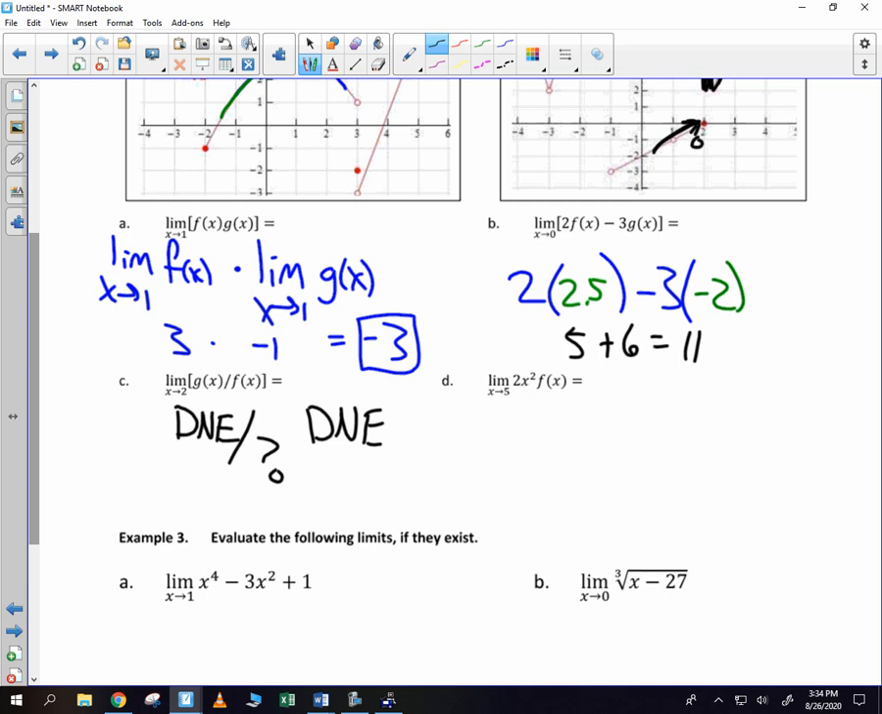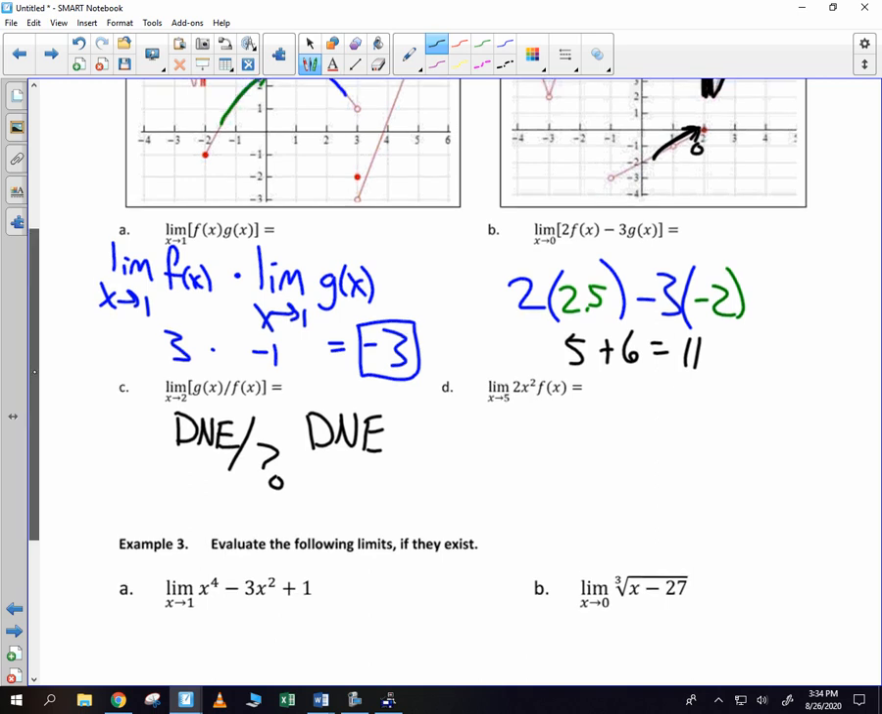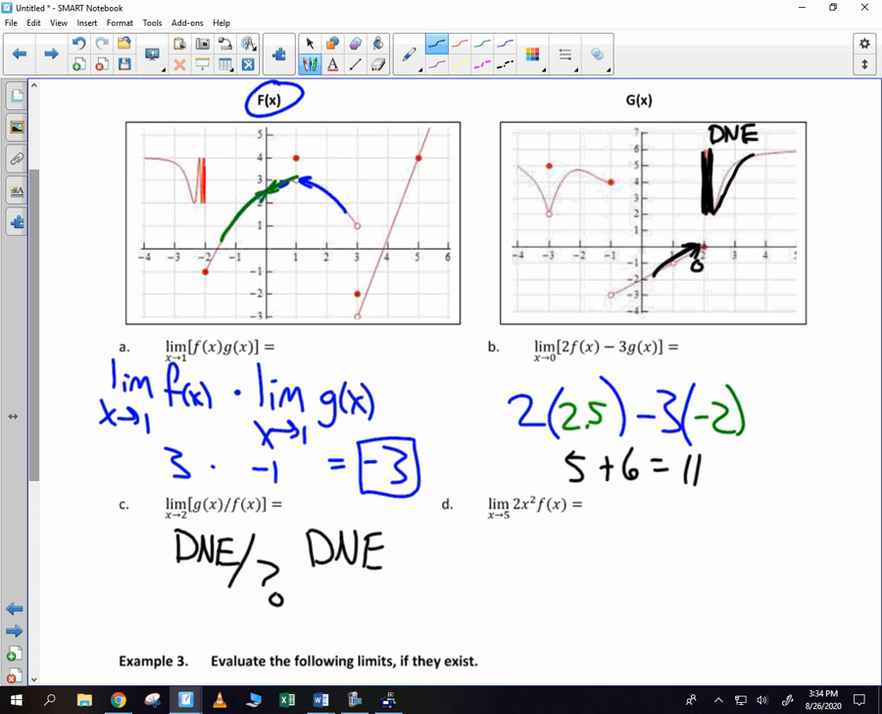So this was a little bit different. Limit as x goes to 5, and we're focusing on f of x. Well, for 5, we've got 4 and 4. So I have 2x squared times 4. What do you plug in for x? Well, x is approaching 5, so you plug in 5. 2 times 5 squared times 4. So I have 2 times 25 times 4, and so that will give me 200.